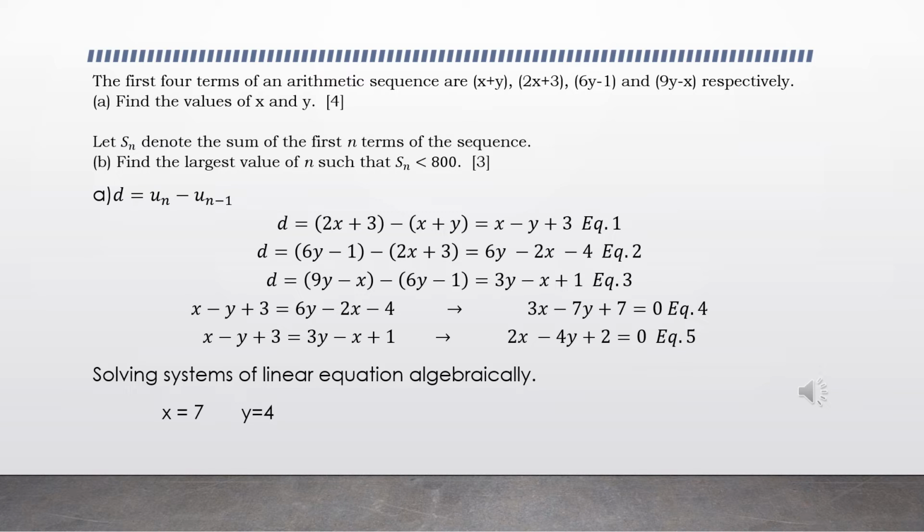Now, I hope you're familiar with this kind of equations. How do we solve equations of two variables? 3x minus 7y plus 7 equals 0 and 2x minus 4y plus 2 equals 0. We can use systems of linear equations. I think in grade 10 or grade 9, you learned how to solve systems of linear equations in one variable and two variables. There are two methods by which you can do that. One is by elimination and the other is by substitution.